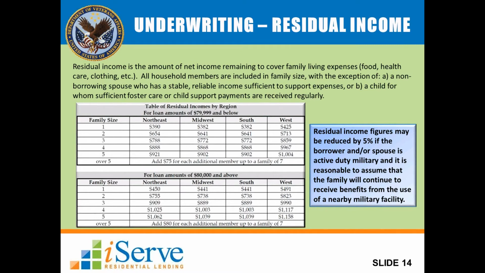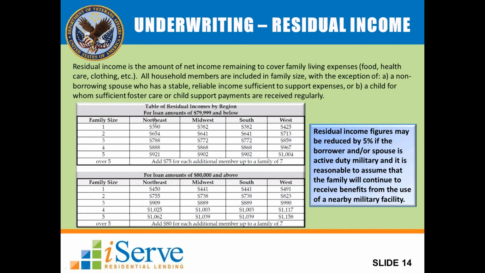I included the VA chart down here. Now, this isn't necessarily a requirement, but this is a guideline. They're going to include all family members within the household in the family size, with the exception of a non-borrowing spouse that makes enough to survive on his or her own, or a child for whom they're receiving foster care or child support payments. Then you can exclude them from the family size.